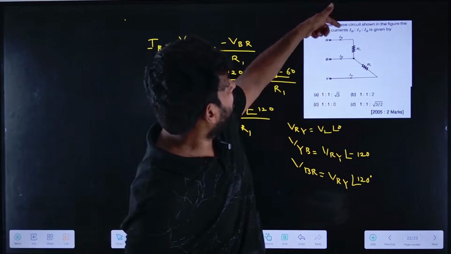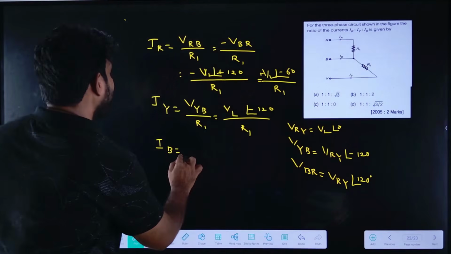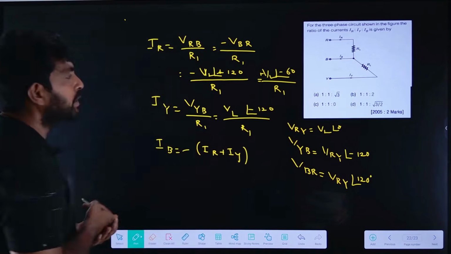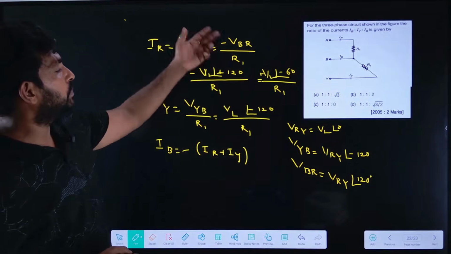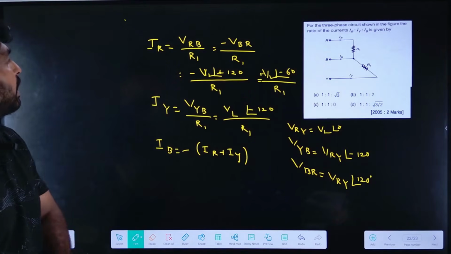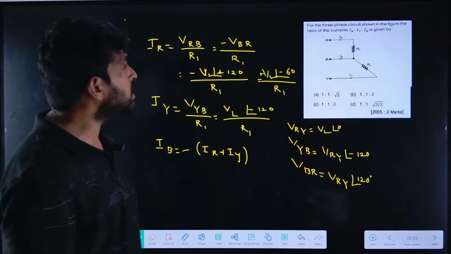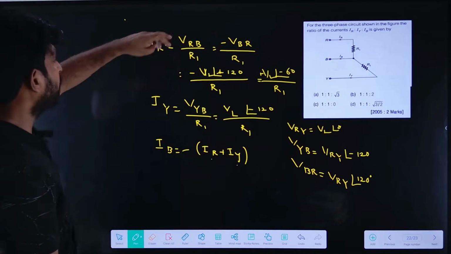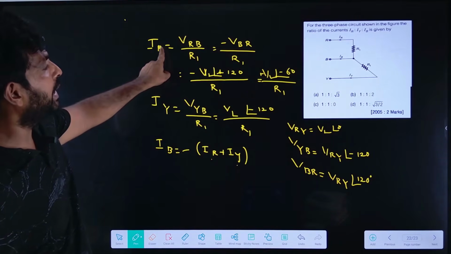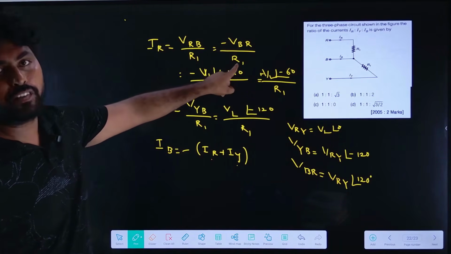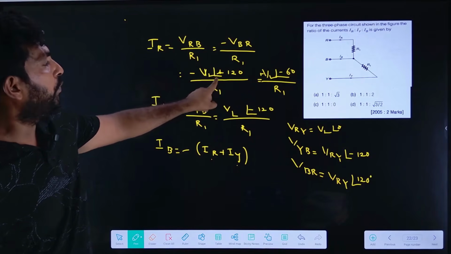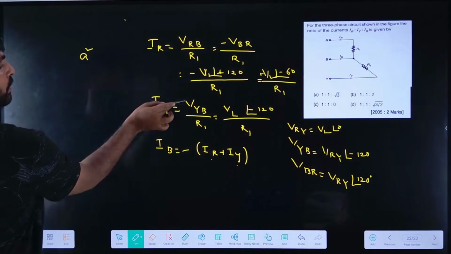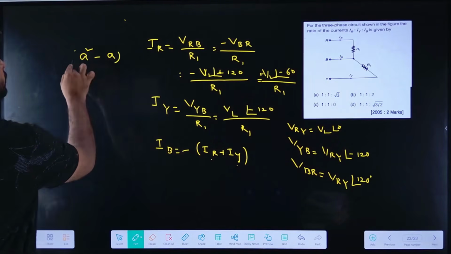IB is equal to minus of IR plus IY. Minus of IR plus IY. So if I add both the things, so if I add IR plus IY, IR is equal to minus VBR by R. So minus VBR is equal to VL at an angle of 120, that is minus A. So we need to find the A square, so A square minus A.